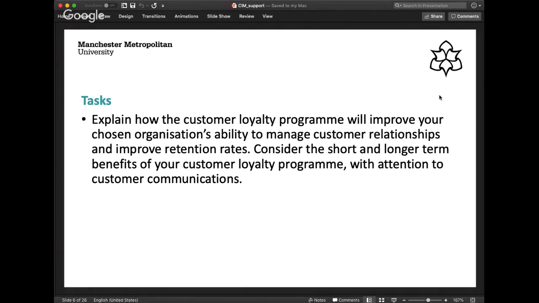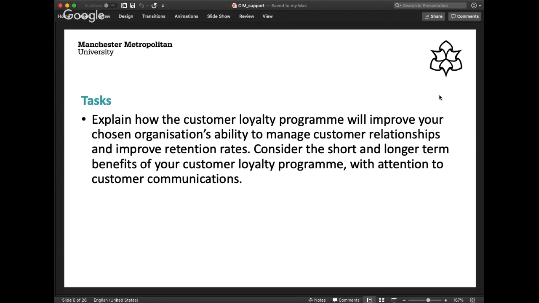So the next stage, task number 4, will be to explain how the customer loyalty program will improve your organisation's ability to manage their relationships and improve retention rates. Obviously, one of the key things around any form of loyalty scheme is to keep your customers and retain them for longer. And consider both the short-term and longer-term benefits of your customer loyalty program, with attention to any customer communications. So what we want you to do here is really think about the short-term goals and the long-term goals of a loyalty program.